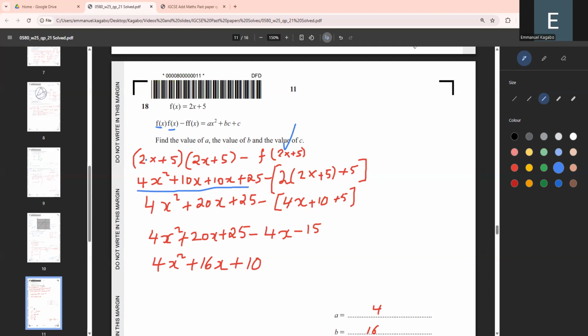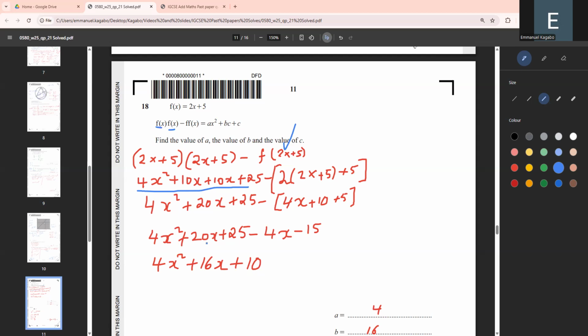2x times 2x, 4x squared. 2x times 5 gives me 10x. 5 times 2x gives me 10x. 5 times 5 gives me 25. Then this one I have to substitute that. So it will be 2 bracket 2x plus 5. I'll keep the bracket because of the minus, then it will give me 4x, then plus 10, then plus 5. So this is the 10 plus 5, that is the 15. So when I open the bracket, I'll get 4x minus 15.